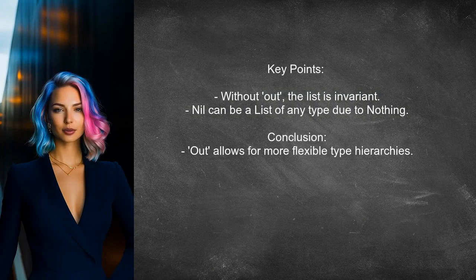The user also notes that without the out keyword, the list would be invariant, which could limit its usability. They highlight that the Nil object can be considered a list of any type due to the Nothing type being a subtype of all types.